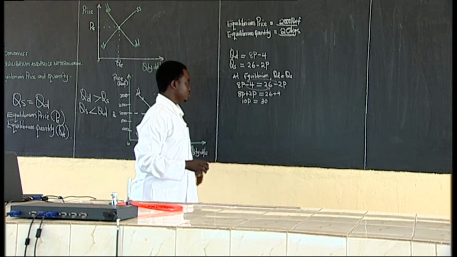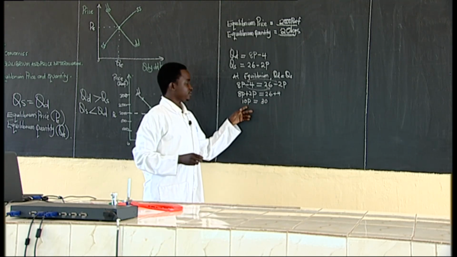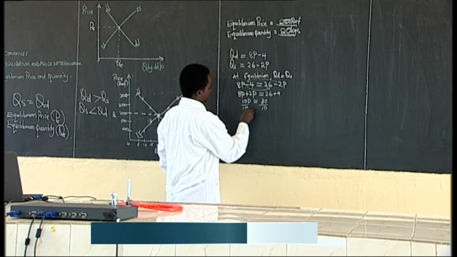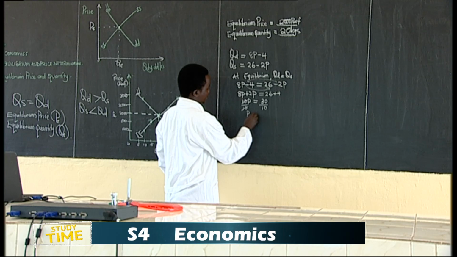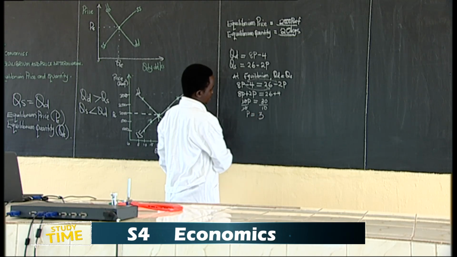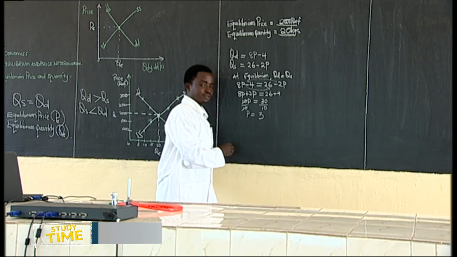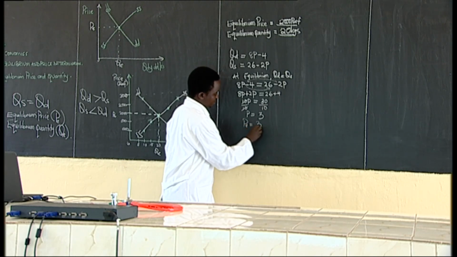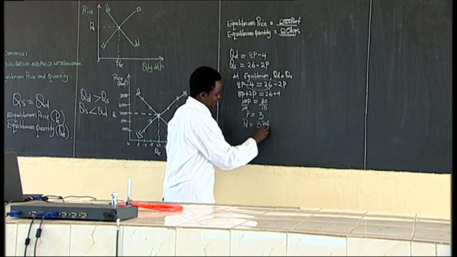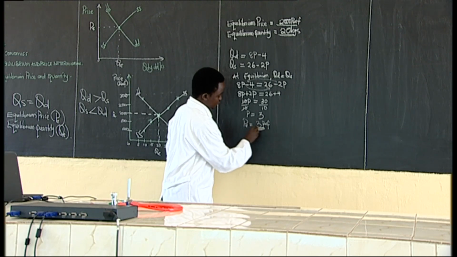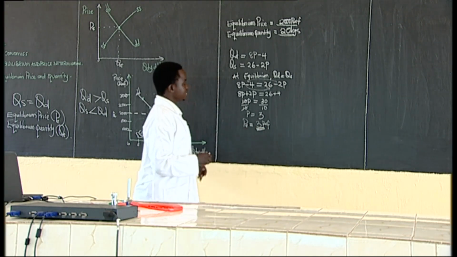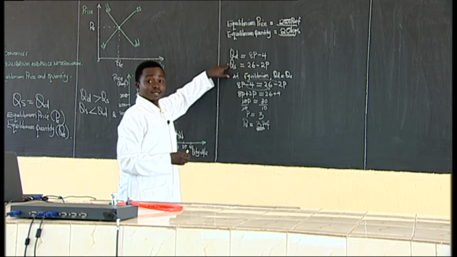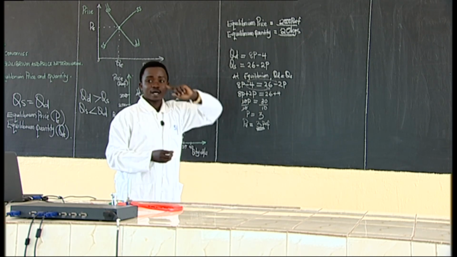What do you do to get the value of P? You divide by 10 on both sides. So if you divide by 10, the value of P here is 3. And remember, our P is the equilibrium price. So our equilibrium price now is 3 hundred francs, 3 Rwandan francs as the value of P. Then we can substitute to get our equilibrium quantity, from either of the equations, and they should give the same answer.